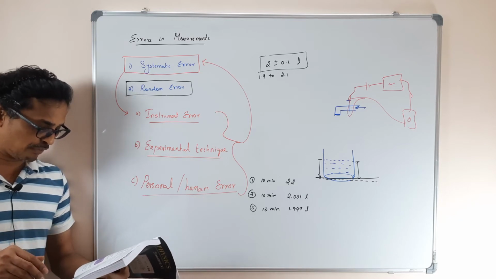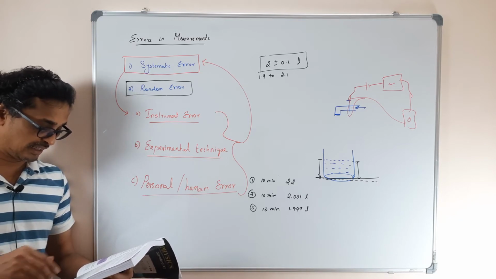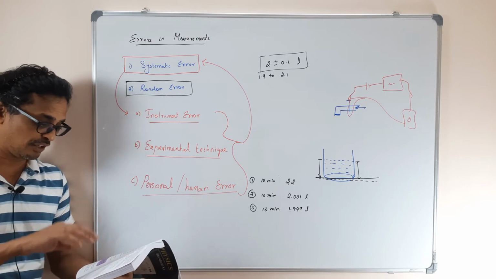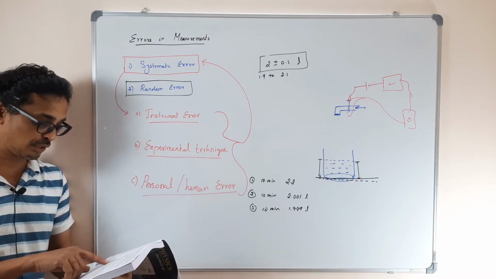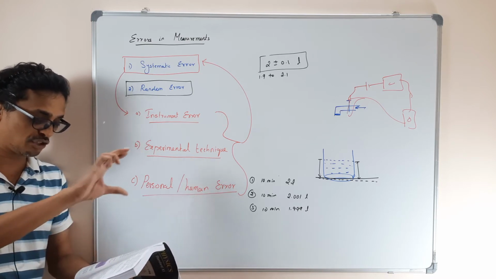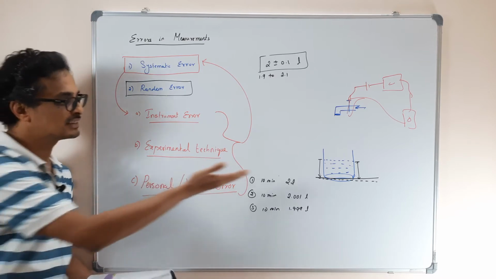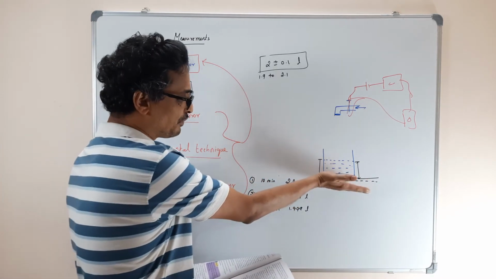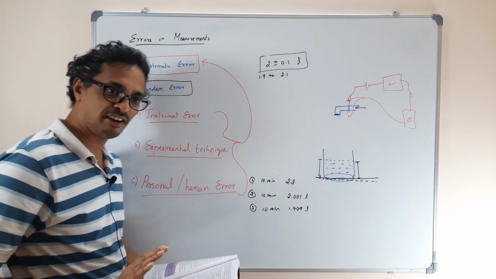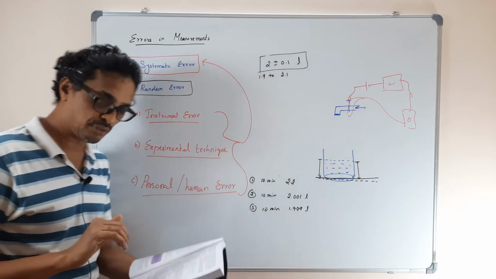Second, error due to imperfection in the experimental technique. This is error due to the defective setting of an instrument. For example, the measured volume of a liquid in a graduated tube will be inaccurate if the tube is not held vertical. As I said here, if it is not vertical, if it is slanted, then you are going to have an error.